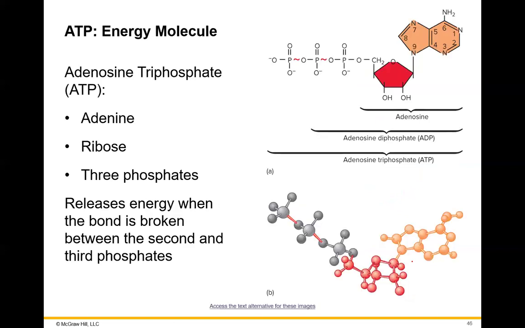Finally, we get to ATP. This is our energy molecule. Your cells rely so heavily on ATP, which is adenosine triphosphate. It's basically ribose, adenine, which is the A, this is why it's in the nucleic acid group. It's ribose, the A nitrogenous base, and triphosphate, 3 phosphates.